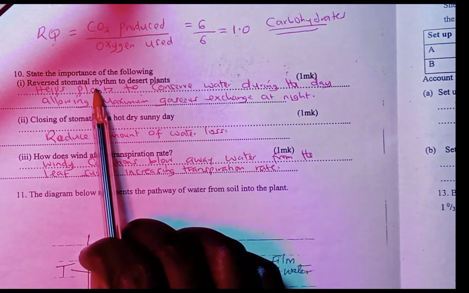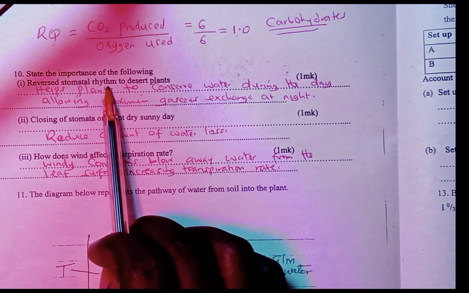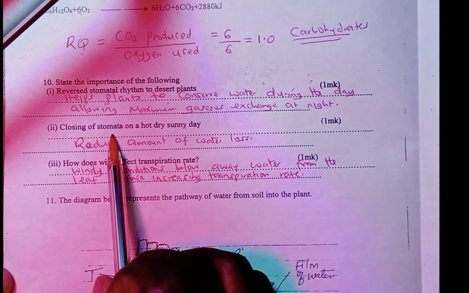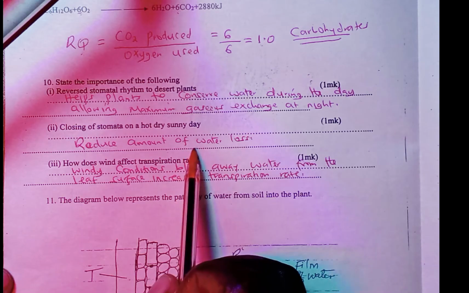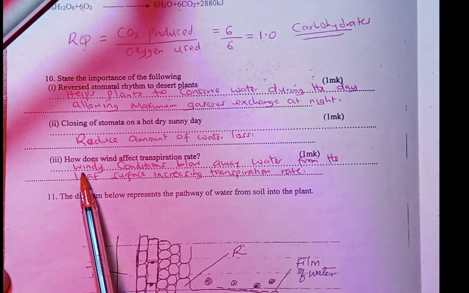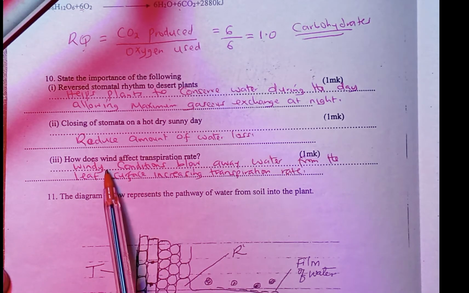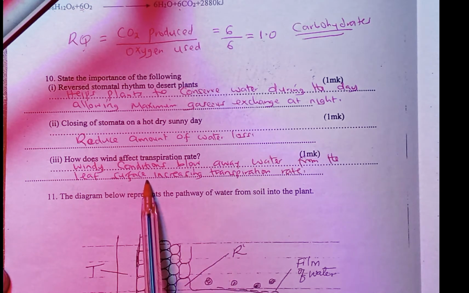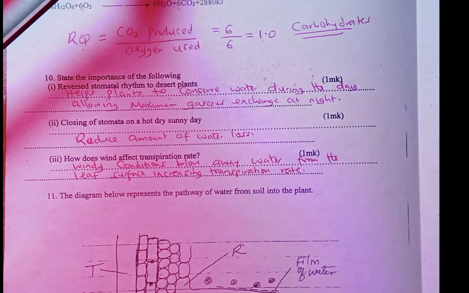Actually, reversed stomatal rhythm is a characteristic feature that helps plants to reduce the rate of transpiration, closing the stomata on hot, dry, sunny days. This is to reduce the amount of water loss by transpiration. And then Roman 3, how does wind affect transpiration rate? Wind is moving air, and therefore windy conditions blow away water from the leaf surface, which in turn increases the transpiration rate. We move to question number 11.